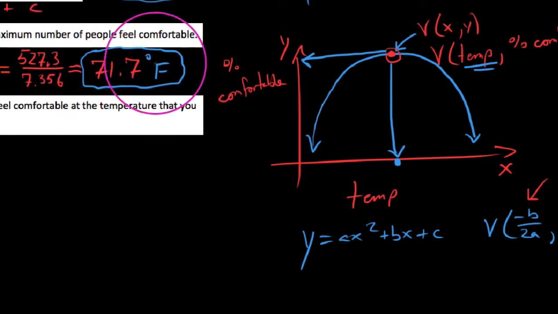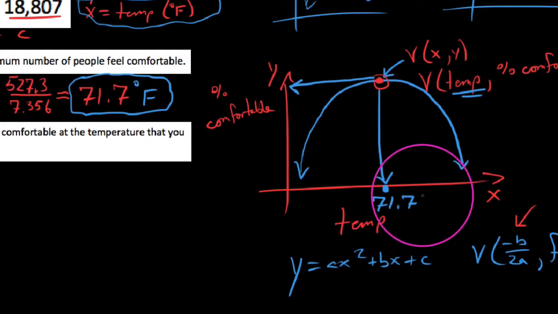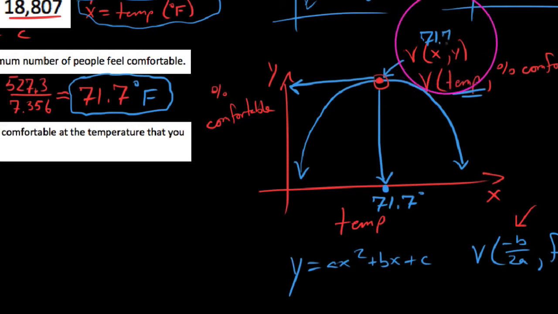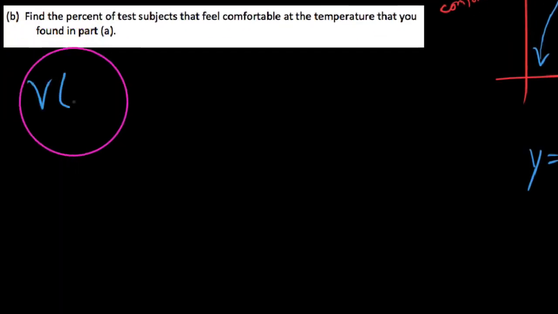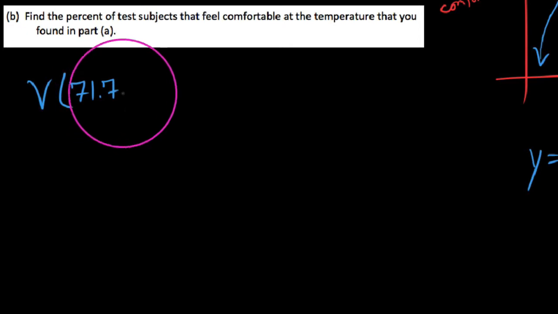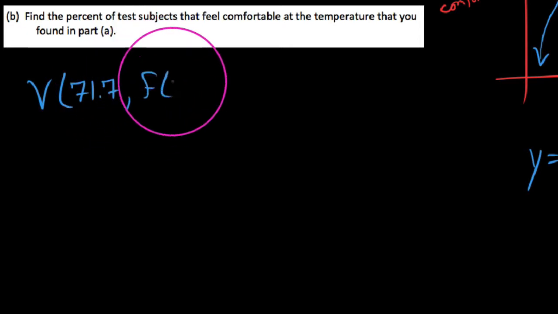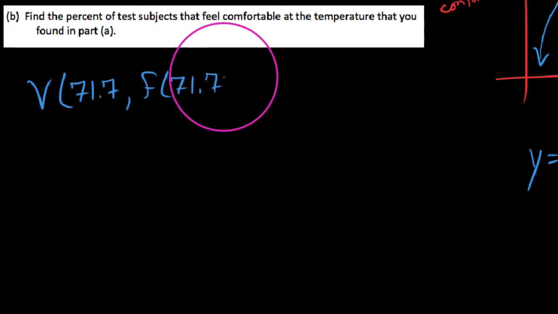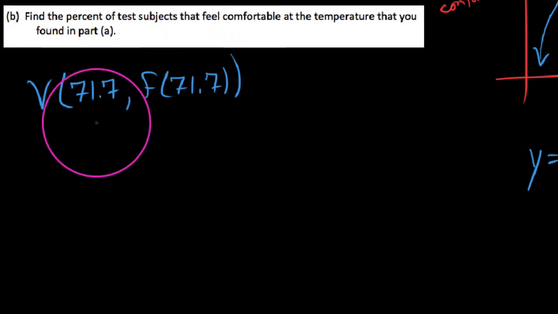And our results say that if we were to graph it, 71.7 would be the x value of our vertex right here. In other words, at 71.7 degrees Fahrenheit, the maximum number of people felt comfortable. Now we want to know, so what percentage of the people was that? If I know the x value of my vertex is 71.7, how would I find the y value? Well, we'd go plug that in. That's as easy as that. We plug it into the function and find out what we get for a y value.